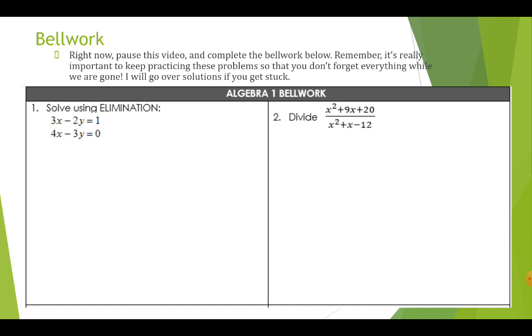All right, you will not be submitting your bell work for Haiku today, okay? You will just be practicing it here. So take out your piece of paper or whatever you have to work on this.